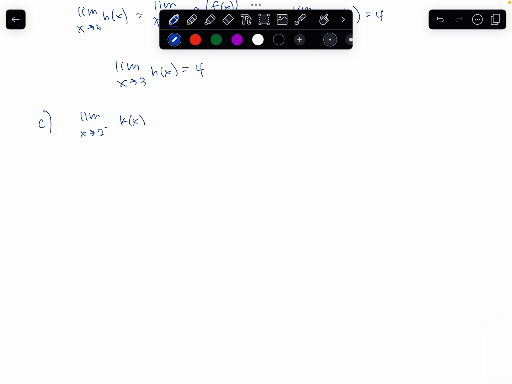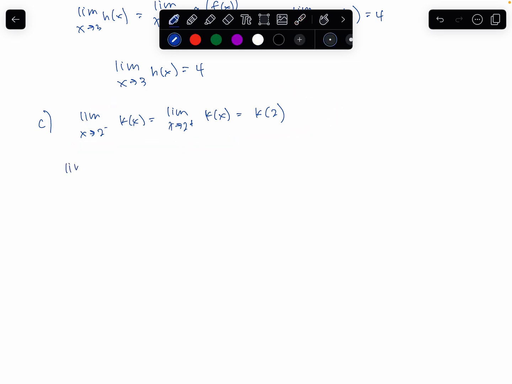The limit as x approaches 2 from the left of k of x is equal to the limit as x approaches 2 from the right of k of x, and this is equal to k of 2. You have to show that these three things are equivalent. It says to use limit notation, so if you're not showing something like this, you are not getting full points.